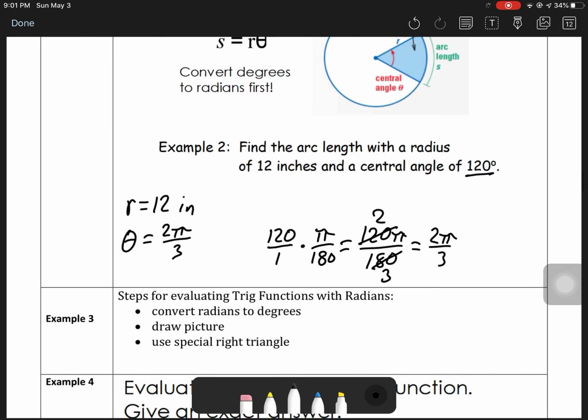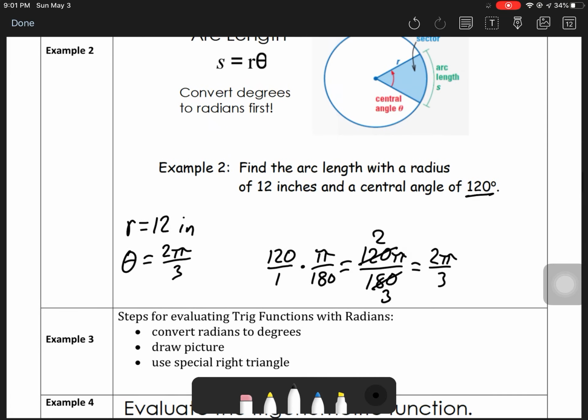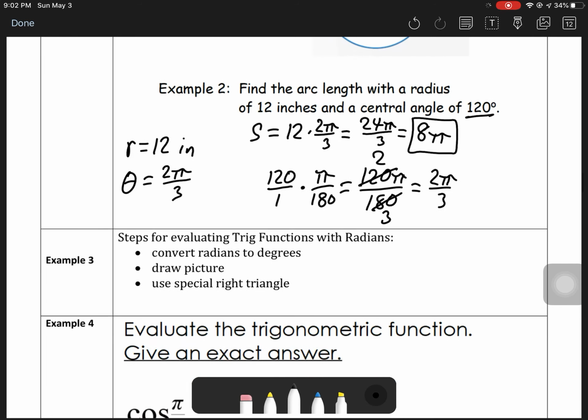Theta is my favorite variable, by the way. Fun fact. So r equals 12 inches, theta equals 2 pi over 3. Let's plug that into our formula. S equals 12 times 2 pi over 3. 12 is going to affect the top, so it's going to be 24 pi over 3, and then we can reduce that to just 8 pi. Again, you can type that in your calculator, or you can leave it in terms of pi, which I'm totally fine with. So 8 pi is going to be our arc length on that.